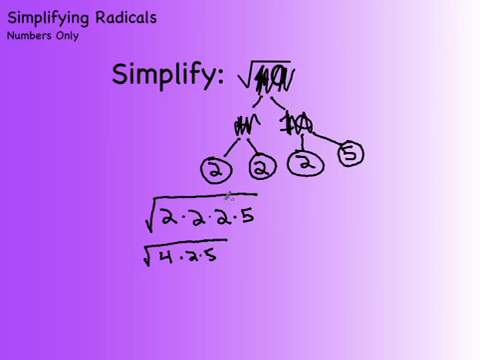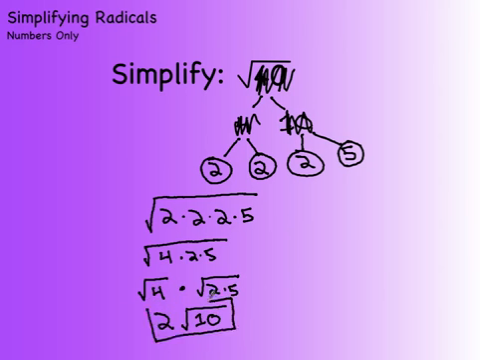Now, what's nice about doing it this way is I can actually rewrite the problem as the square root of 4 times the square root of 2 times 5. Well, the square root of 4 is 2. And 2 times 5, well, there's no other numbers to really pull out that are perfect squares, so we're left with 2 times the square root of 10.